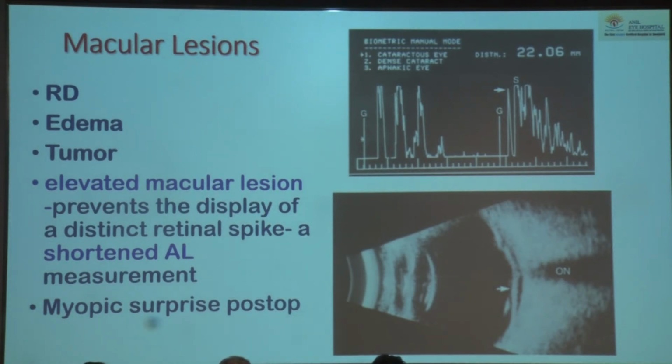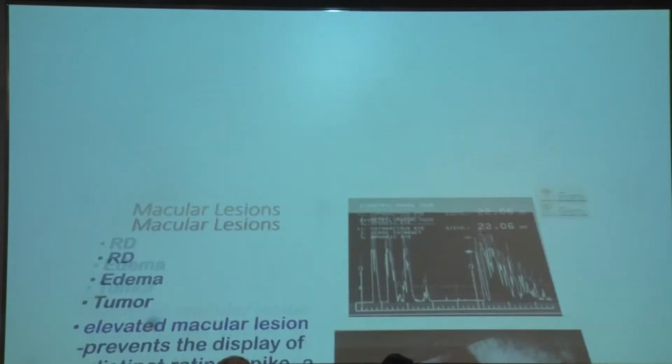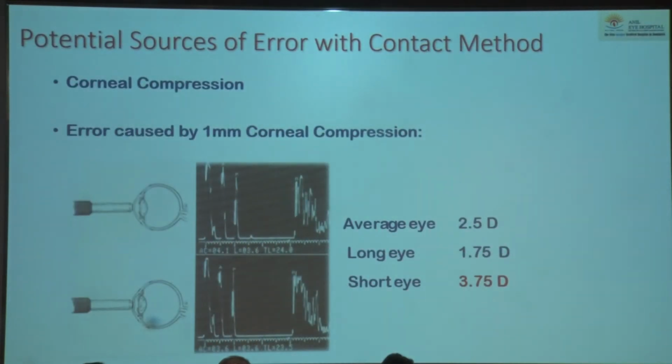Again, if you are having problems like a retinal detachment or a macular edema, or a very dense cataract, you may end up having a shortened axial length measurement and a surprise post-op. Especially for those people who are using the contact method, you have to be extremely careful. I think in today's day and age, you should avoid doing the contact method.